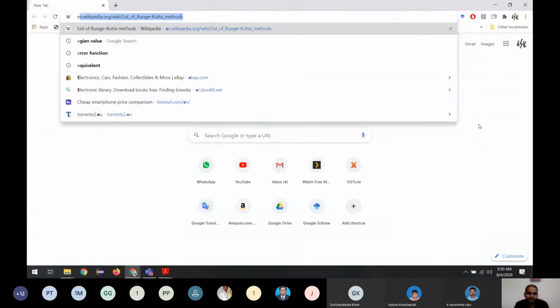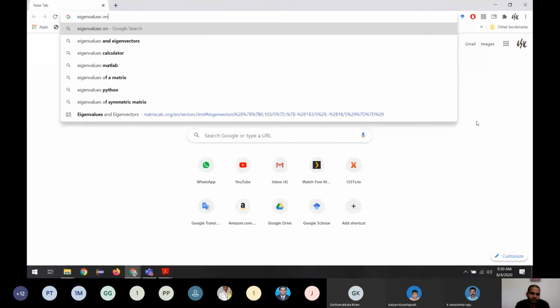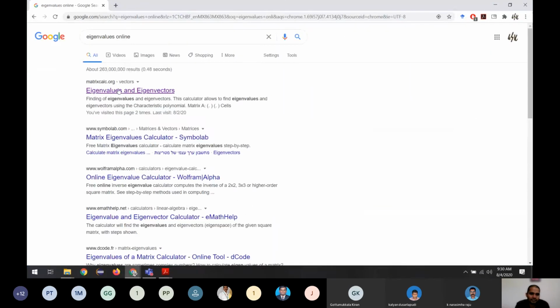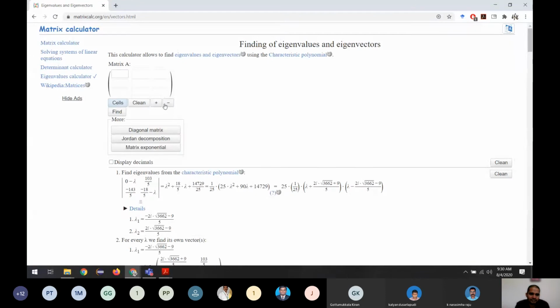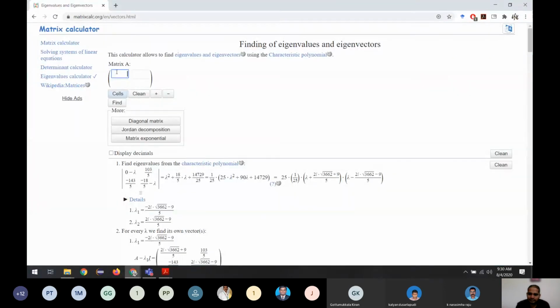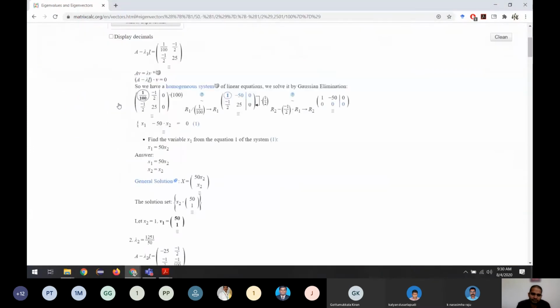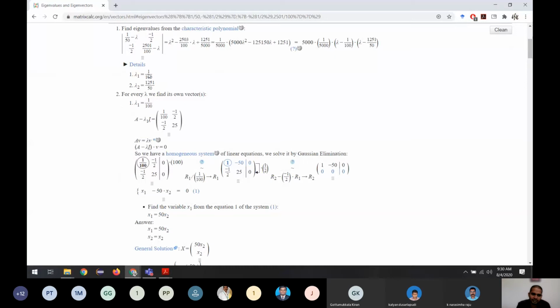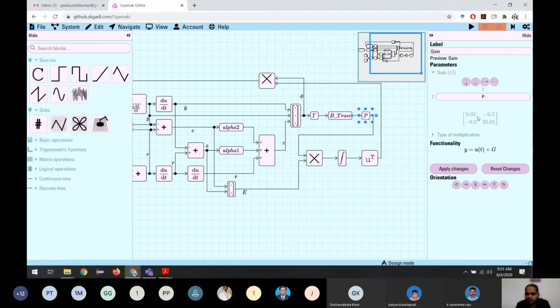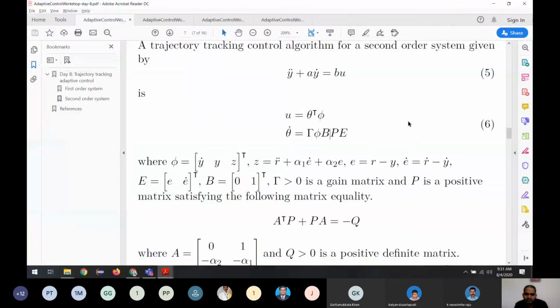And let us find what the eigenvalues are. Let us calculate the eigenvalues for this matrix. If you see the eigenvalues, both are positive: 1 divided by 100 and another is 1251 divided by 50. So both eigenvalues are positive. So we can say this P is a positive matrix. Okay, so we have P positive.